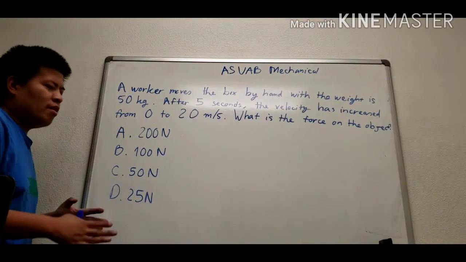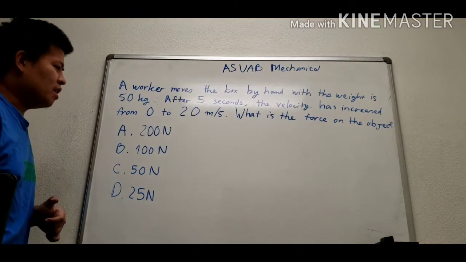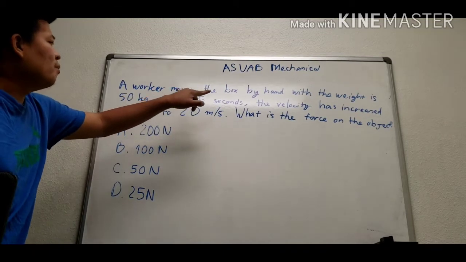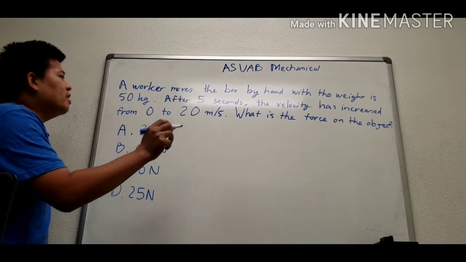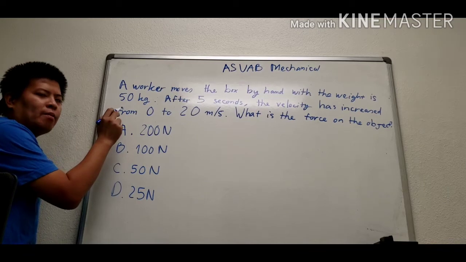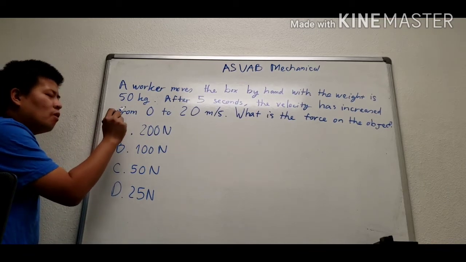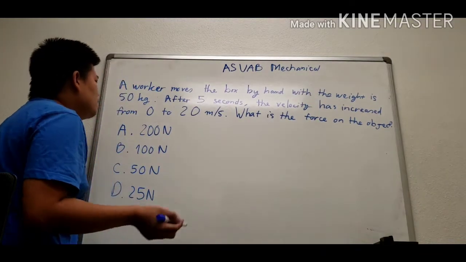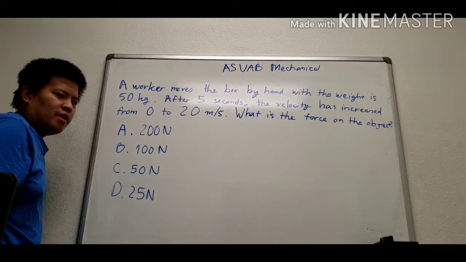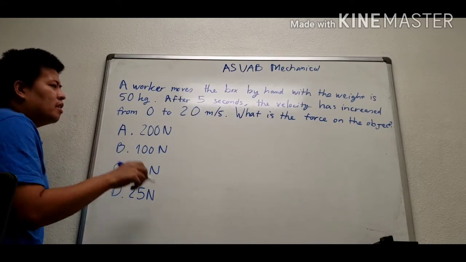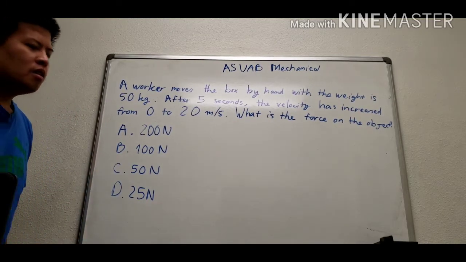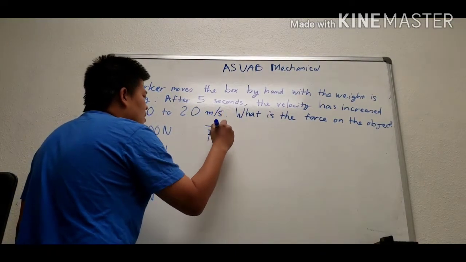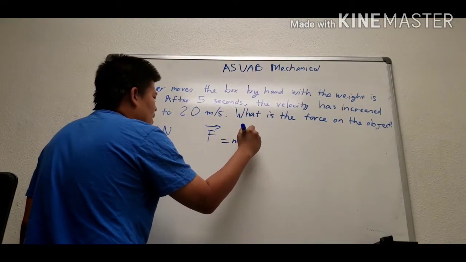We have a real question about Newton's second law. A worker moves a post by hand with a weight of 50 kilograms. After 5 seconds, the velocity has increased from 0 to 20 meters per second. What is the force on the object? So we know that we have F equal to m multiplied by a.